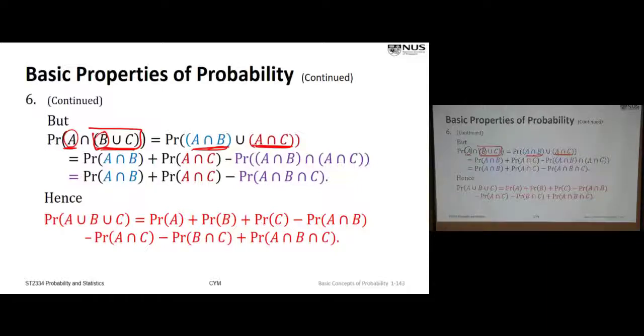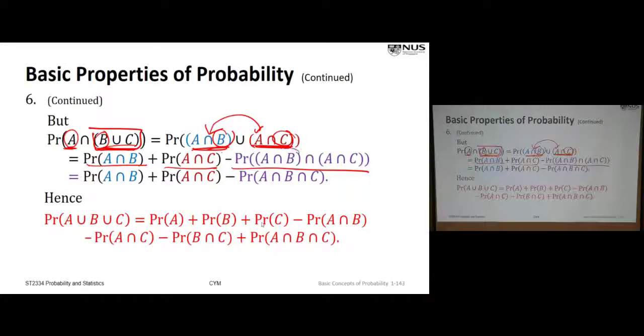Now these two, are they mutually exclusive? No, we don't know, because B and C may not be mutually exclusive. So in other words, the elements common to A and B may also appear common to A and C. Why? Because there may be something common to both B and C. So they're not mutually exclusive. So I have to write it as probability of A intersect B plus probability A intersect C, then minus the intersection of these 2.